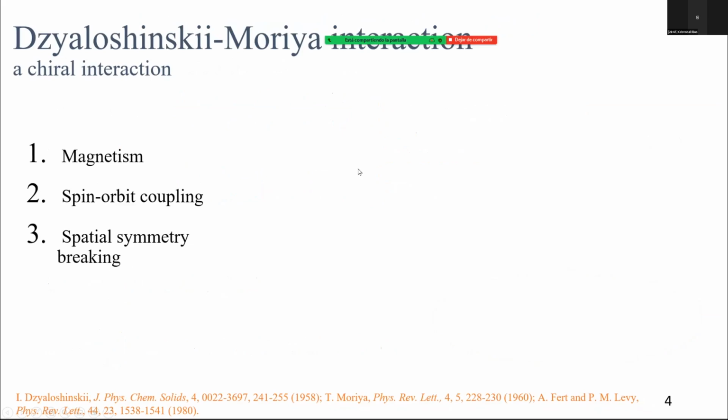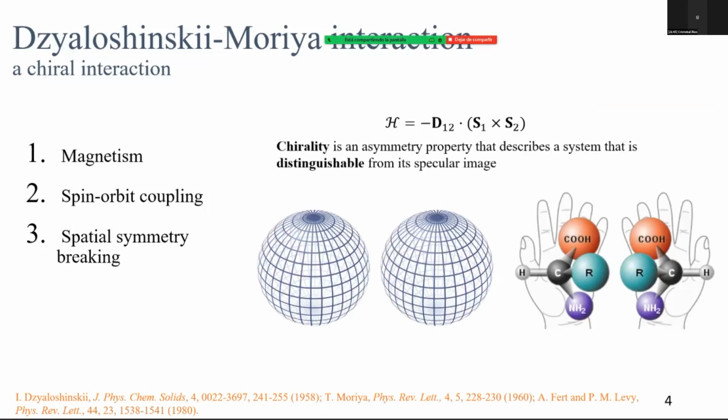Now we want to focus our research on the Dzyaloshinskii-Moriya interaction. This interaction appears when we have three main things: magnetism, spin orbit coupling, and any type of spatial symmetry breaking. The interesting thing about this interaction is that it produces chirality in the system. Chirality is an asymmetry property that describes a system that is distinguishable from its specular image. For example, the sphere is a non-chiral system, but our hand is a chiral system.